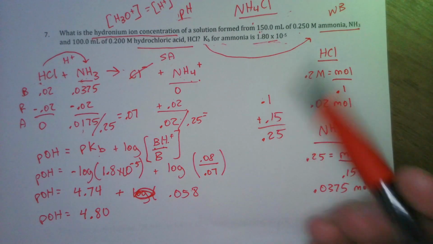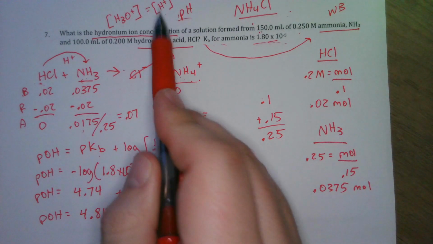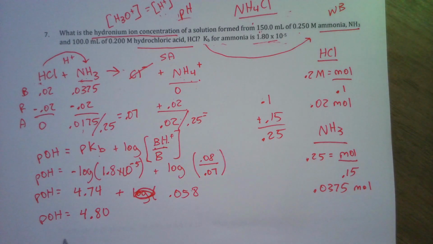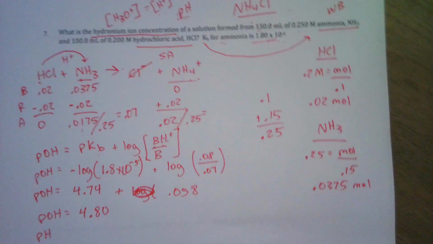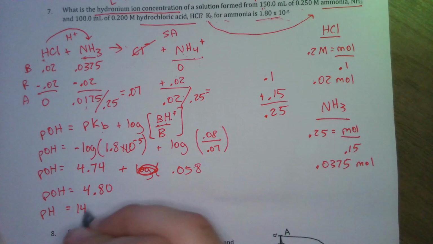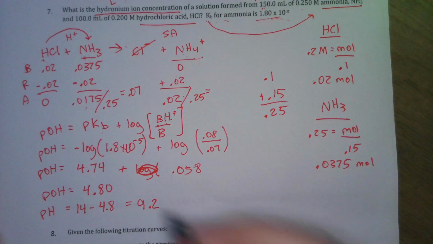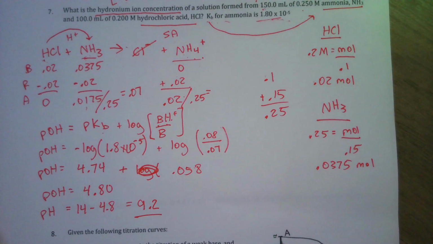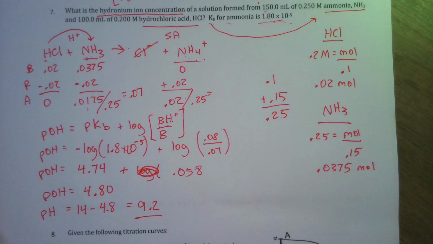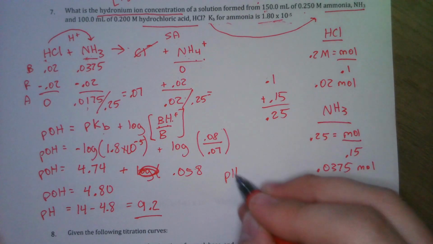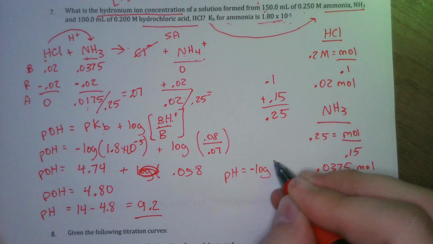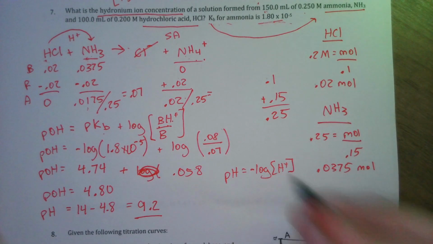If I go back to my question, I'm looking for H plus concentration. And this is the pOH, so we still have a little bit of weird work to do. I'm going to swap this over to pH, because the pH is related to H plus. And that's just 14 minus 4.8, which gives me 9.2 as my pH. Which also could have been my final answer, but I want H plus concentration, not pH. So I'm going to set up the pH formula. That way I can find H plus.